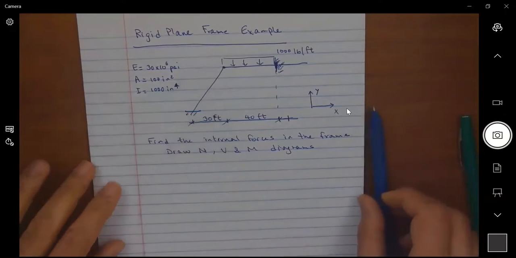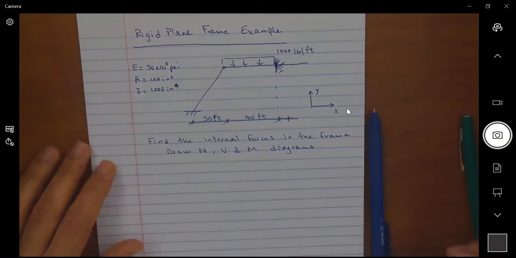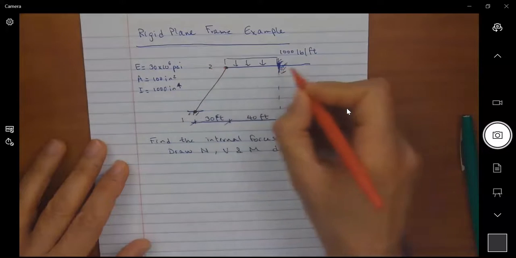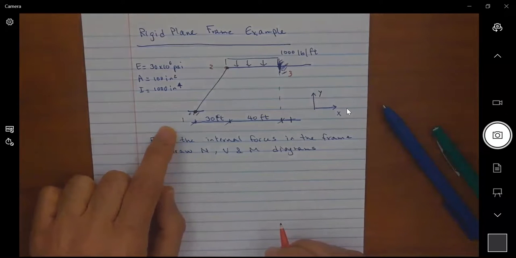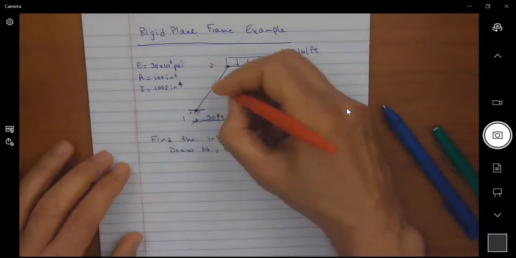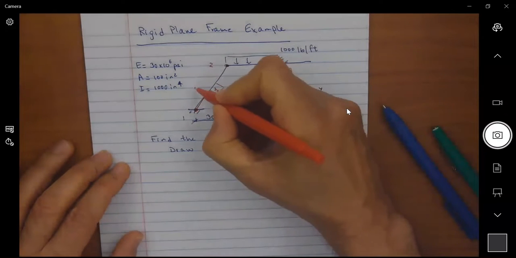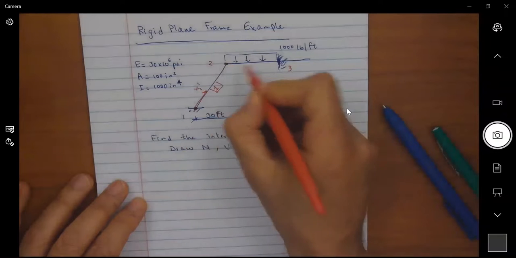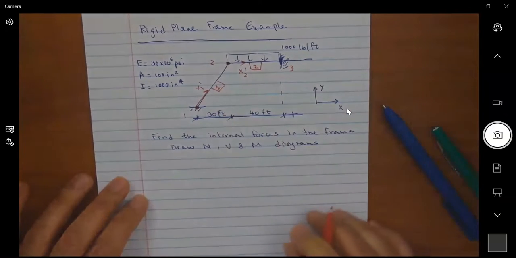Okay, so I'm going to start here by creating my mesh. So I'm going to start by labeling nodes and elements. I'm going to make this node one, this is node two, and this is node three. Next, I'm going to mark the local axis for each member. So for this member, let's call it member one. And I'm going to set my X prime to be going from one to two. And for two, three, this is X one prime. For this here, I'm going to have this as my second element. And here I'm going to have X two prime.